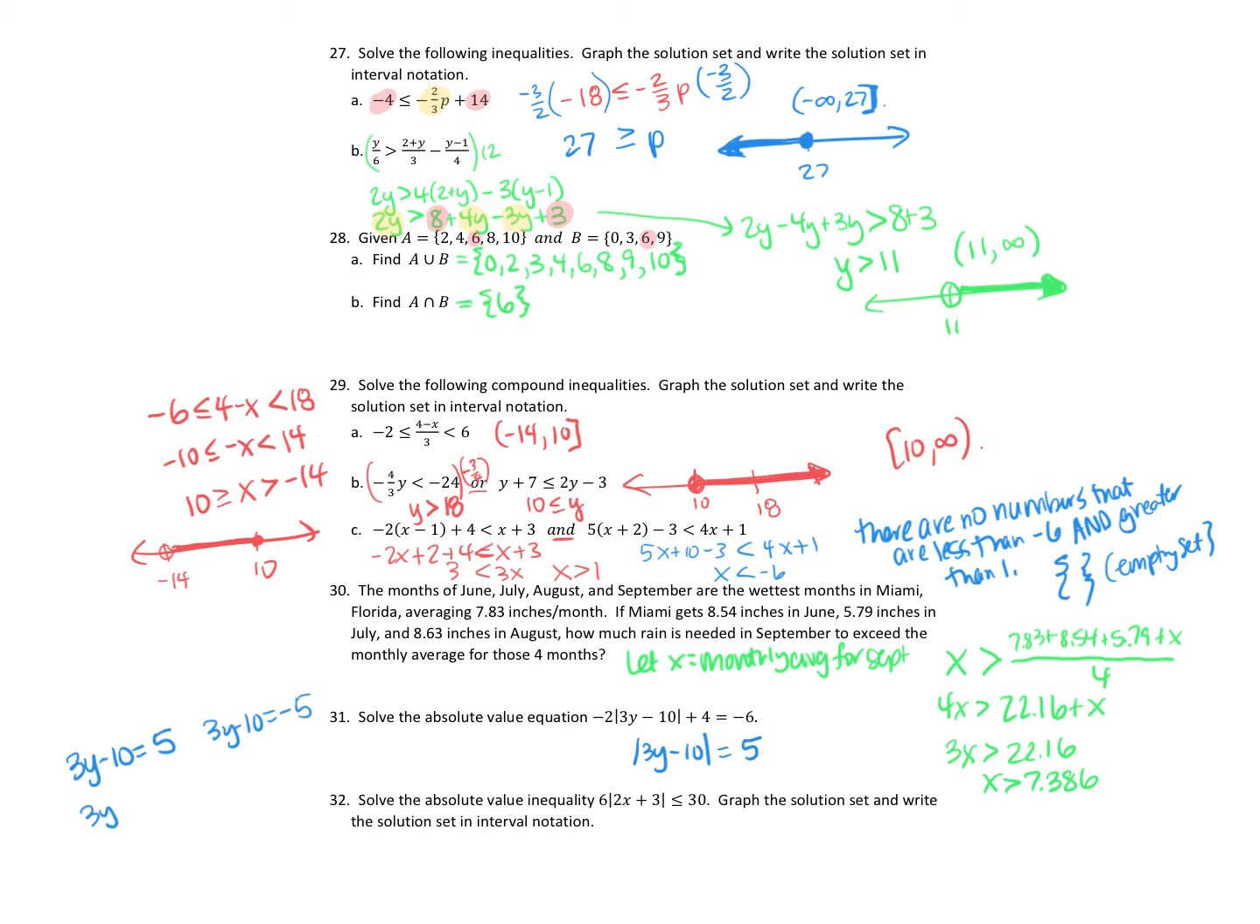So 3y equals -5, so y is equal to -5/3. Oh, sorry, I'm having trouble adding here. When I add that 10 over, I get positive 15. So y equals 5. And then for this one, when I add that 10 over, I get 3y equals 5. So y equals 5/3. So those are our two solutions, 5/3 and 5.